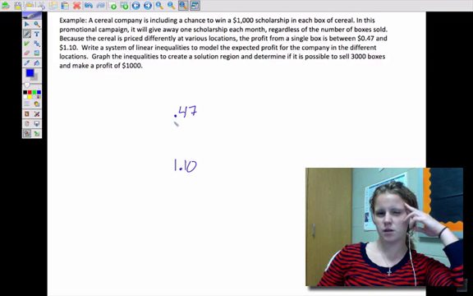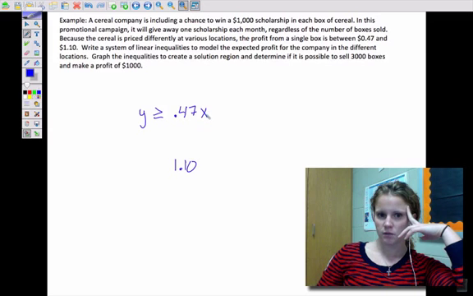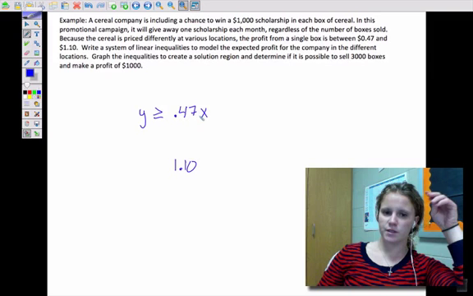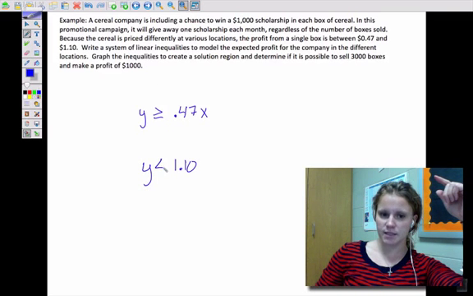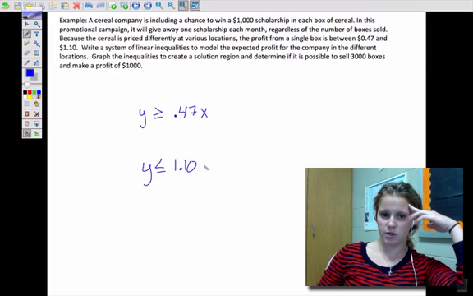So we know that Y, the profit, is always going to be greater than or equal to that minimum amount made on each box. If we are only making 47 cents for each box, then Y is going to be greater than or equal to it. If we only make 47 cents, that'll be our profit equation. We could be greater than that. Y is going to be less than or equal to the maximum we can make for each box, which is $1.10.